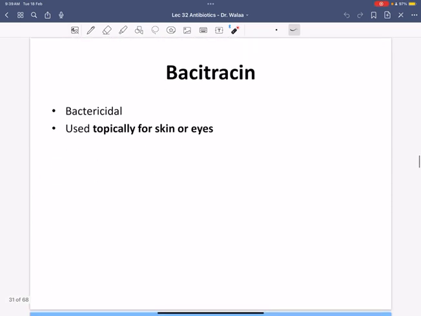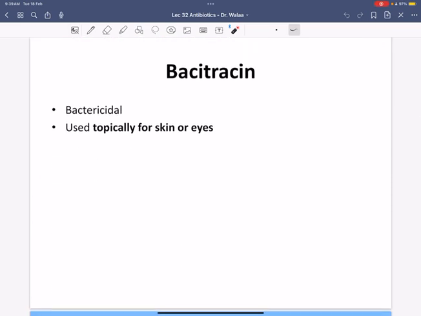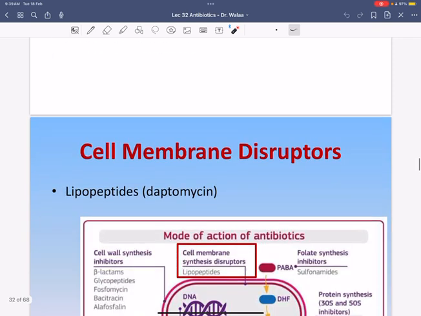Bacitracin antibiotic, it's one of the bactericidal antibiotics. The use of it is limited as topical for skin or eye infection.